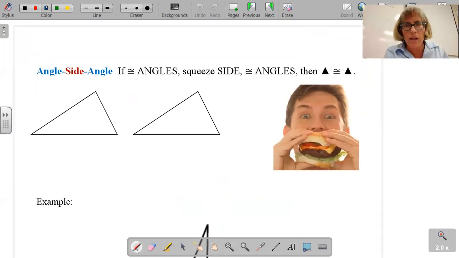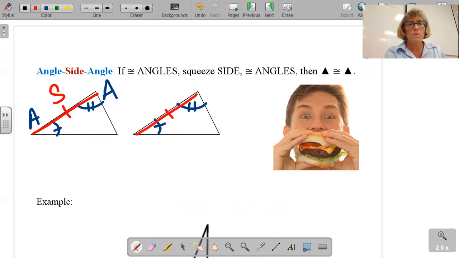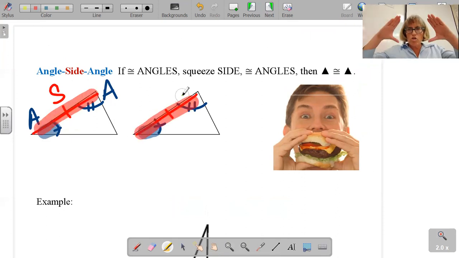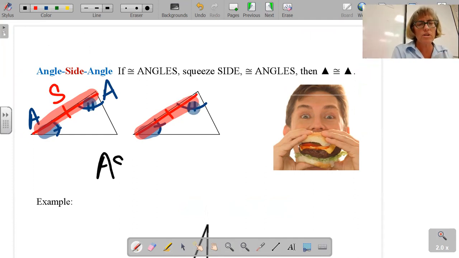This one's angle, side, angle. So this one says, if I have a pair of congruent angles and a side squeezed between 2 angles and then another pair of angles, congruent, of course, this is called angle, side, angle. There's another way I visualize it. Go like this with your hands.